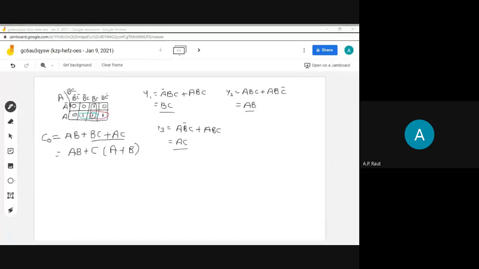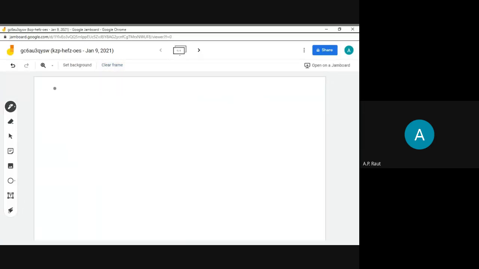Okay, done the equation. May I clear the screen? Yes, ma'am. Okay, so what is the equation for the sum? Ma'am, A XOR B XOR C.